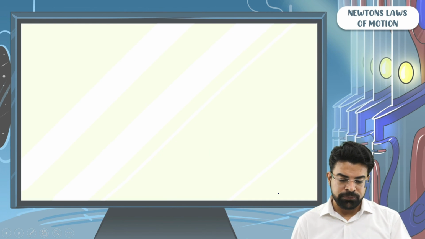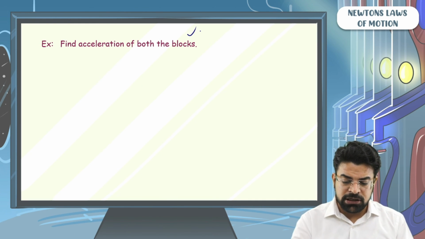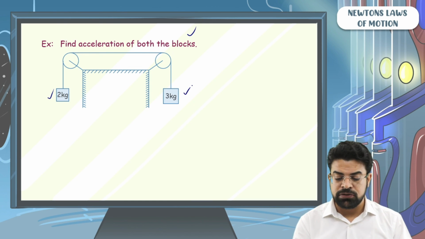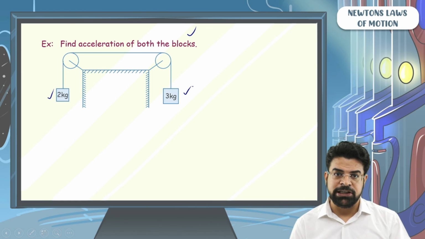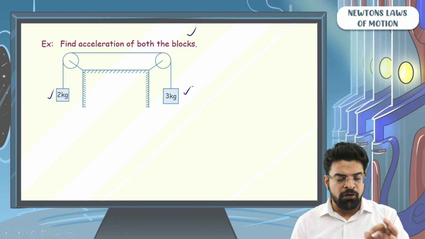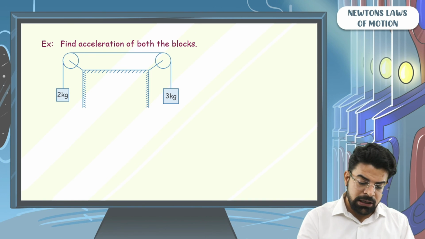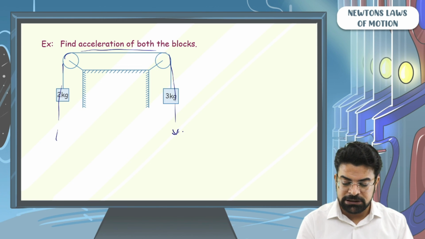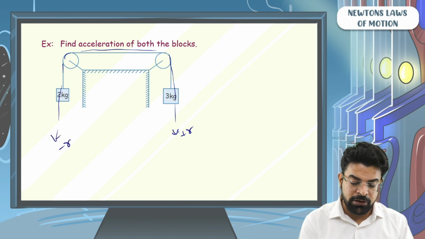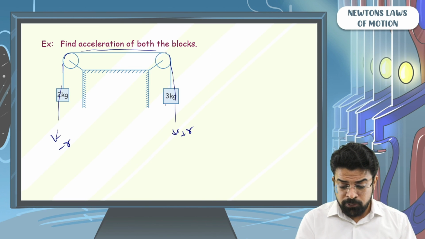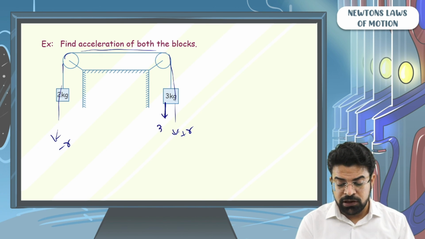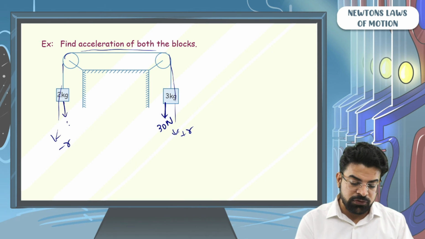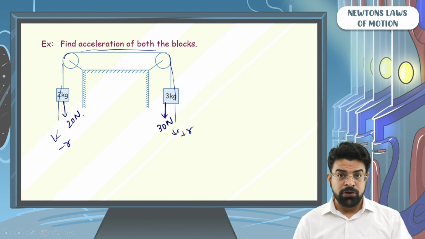Let's practice more. Find out the acceleration of both the blocks. So here we have got two blocks. On the left hand side, the block of mass 2 kg. On the right hand side, a block of mass 3 kg. What will be the acceleration of both the blocks? Simple. Assume an axis along the string. Let's say this is positive gamma, this is negative gamma. On the mass of 3 kg, there is a force of 30 Newton towards positive gamma. On the mass of 2 kg, there is a force of 20 Newton towards negative gamma. Who will win?